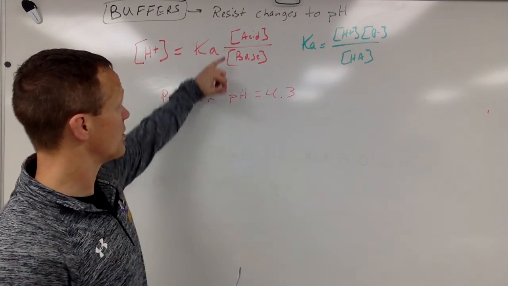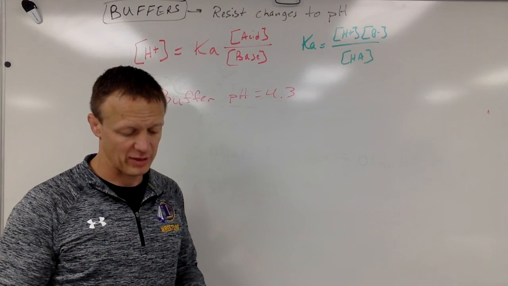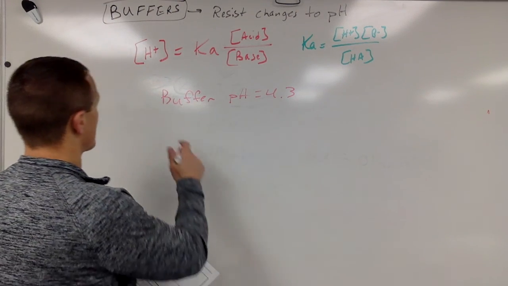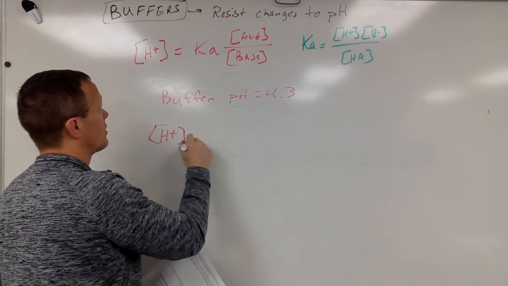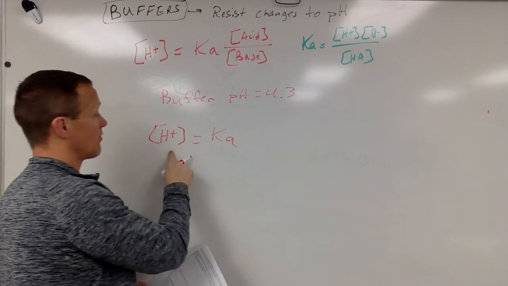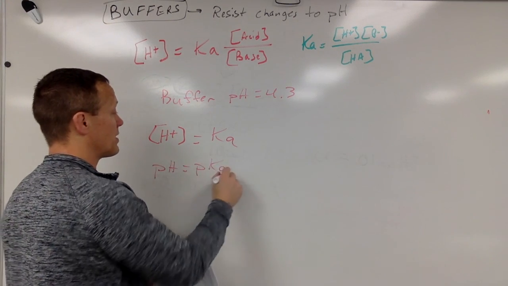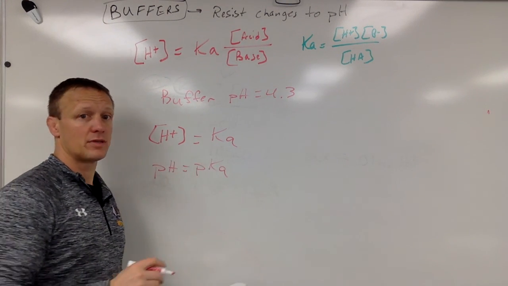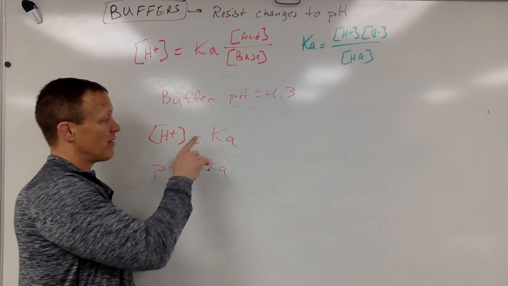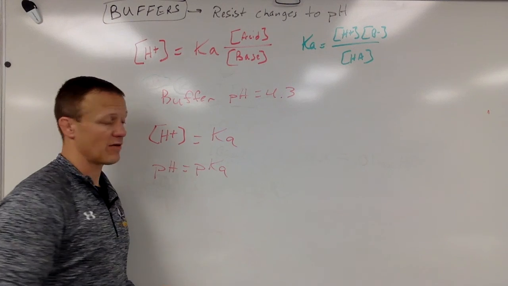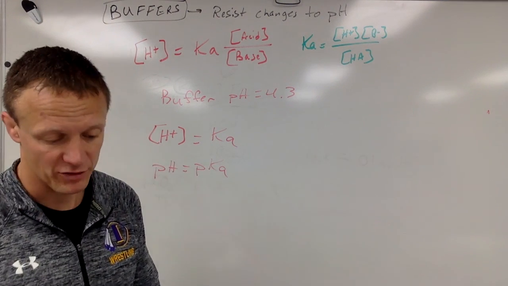Again, a good buffer is when we have equal acid, equal base. So typically to figure this out, if those are equal, that's 1. So that means the concentration of H plus equals Ka. If I take the negative log of that, that's pH equals pKa. So if I take the negative log of the Ka to get pKa, I can figure out what the approximate pH of the buffer is going to be.